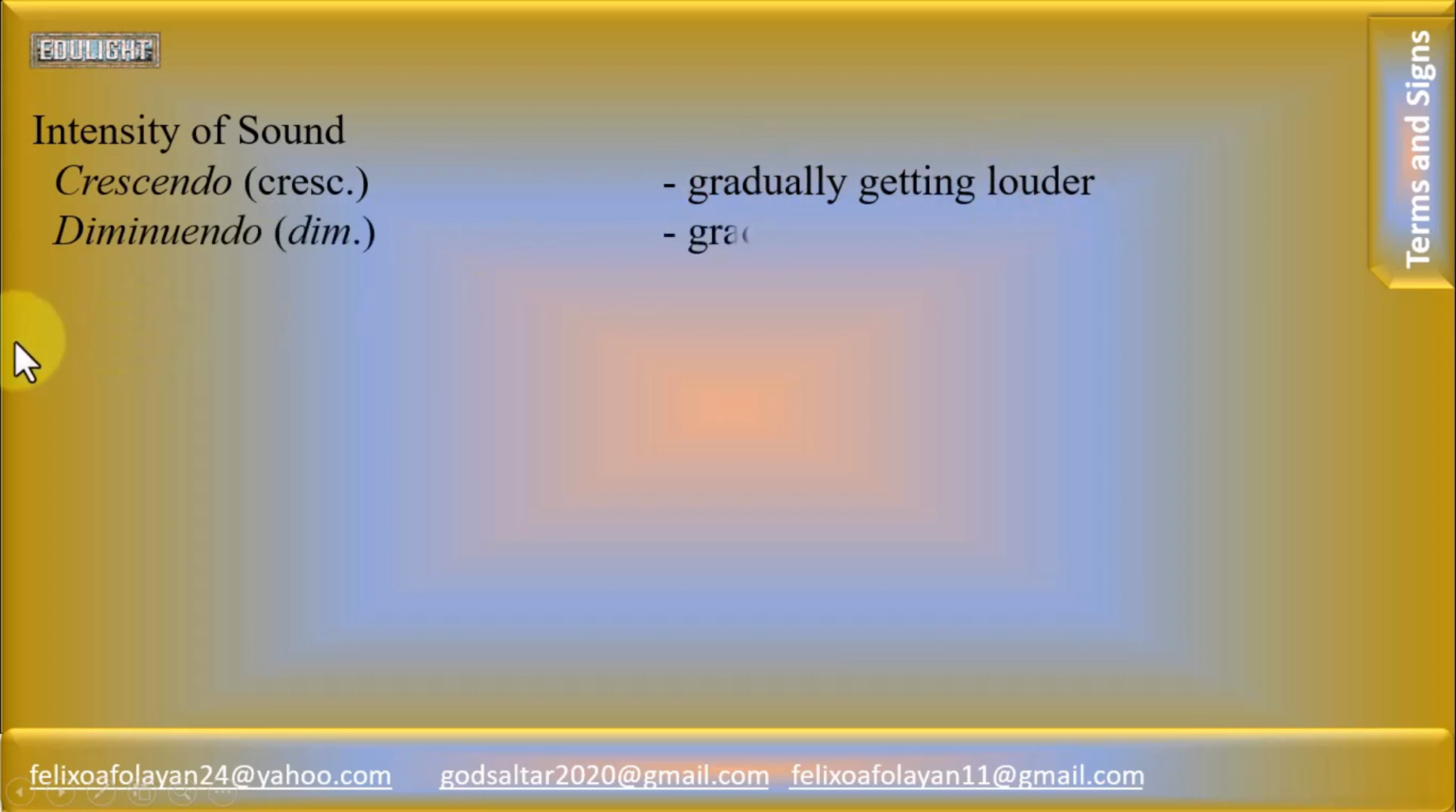So let's continue with the signs. Intensity of sound. So now we have crescendo. You can see crescendo, or you see cresc. like this in short form. It means gradually getting louder. Diminuendo, you can see it as dim. or diminuendo, which is gradually getting softer. Now it's common to see this and this.